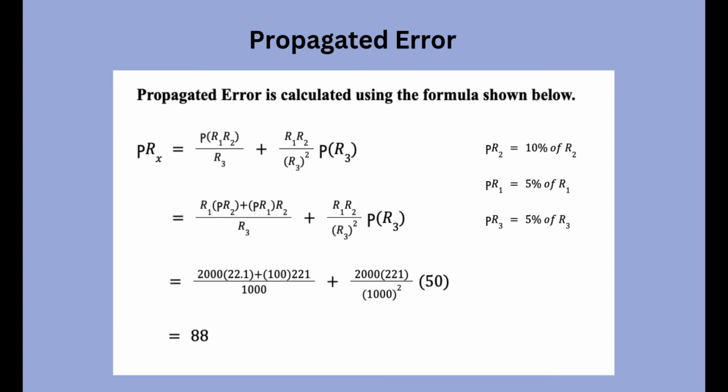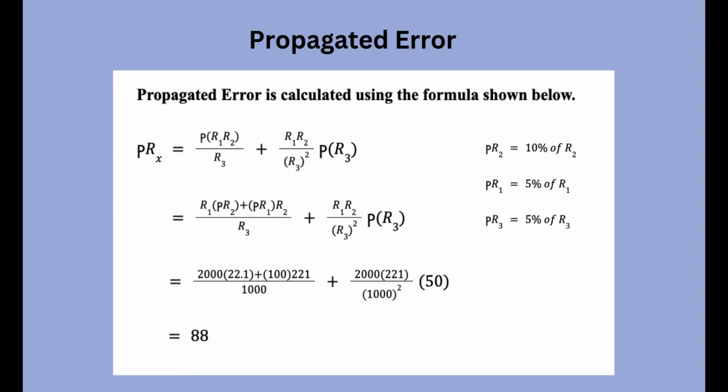To calculate the propagated error in our experiment, we are going to use a formula that includes the uncertainty in our measurements. This formula is derived from the equation for a balanced Wheatstone bridge we got earlier, Rx equal to R1R2 by R3. By rearranging this equation, we get the formula shown to calculate the uncertainty in Rx.